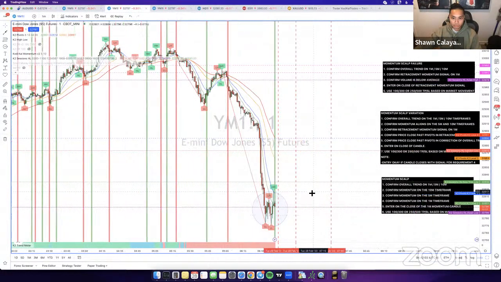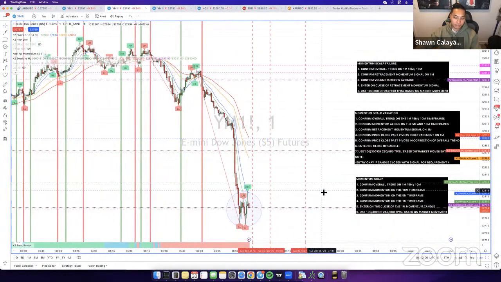Some more inflation news there. We'll see if it continues to drop or if it swings price back up. My guess is that it's going to continue to drop, but I mean, who knows? We'll have to wait and see.